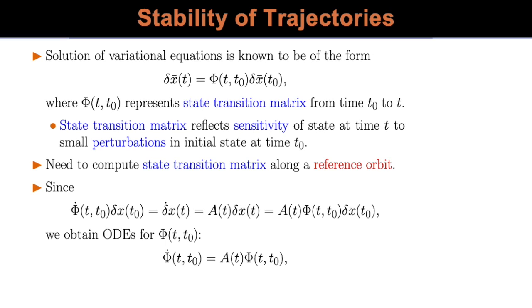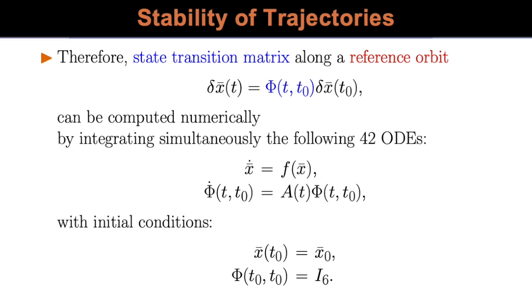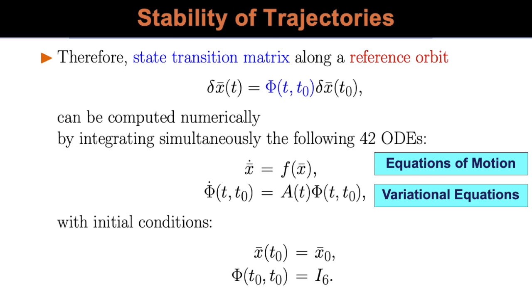We could rewrite the variational equation so that we actually get this down here. This is 36 ODEs for all of the components of the state transition matrix. So to get this state transition matrix, we compute 42 first order ODEs: first these equations of motion, and then these variational equations, with initial conditions being a point along our reference trajectory, and the initial state transition matrix is just the 6x6 identity. MATLAB can do this in just a few minutes.